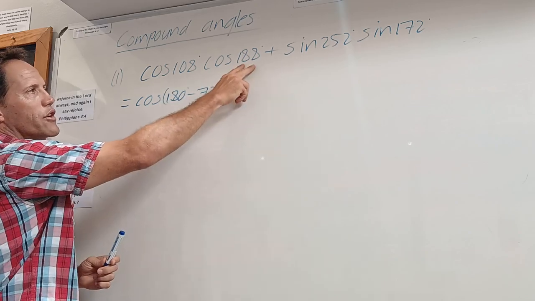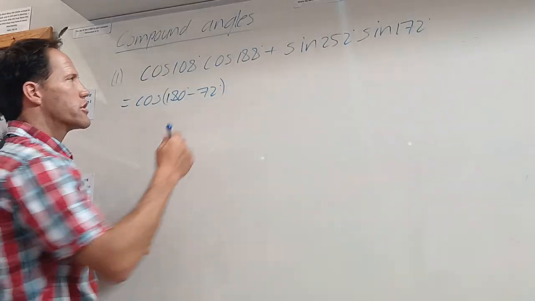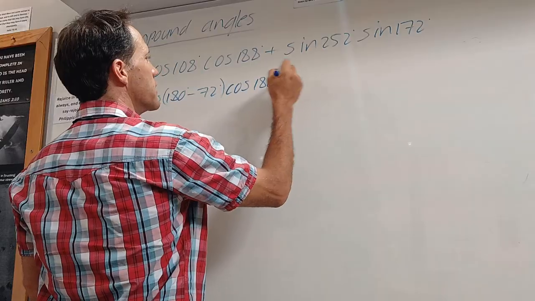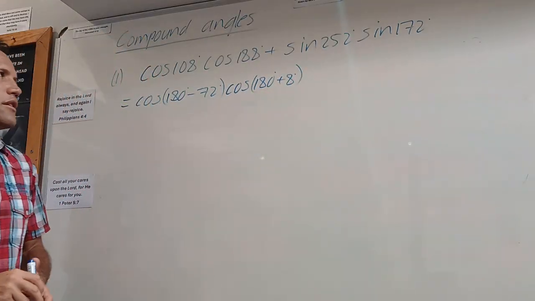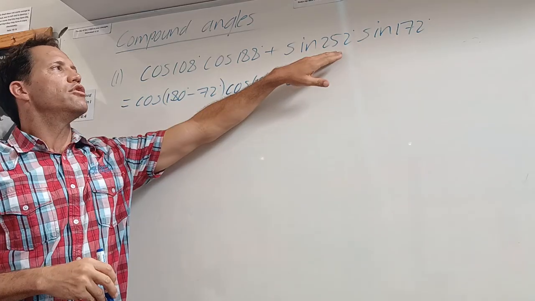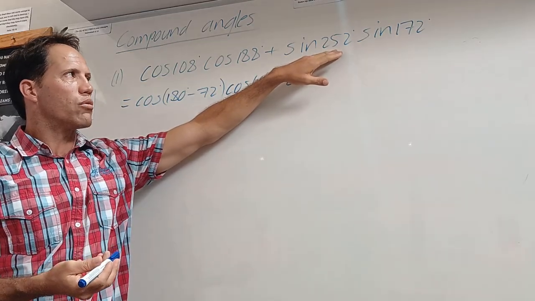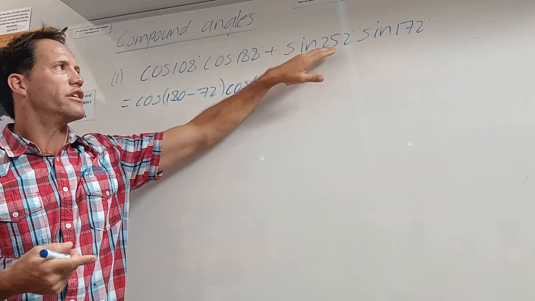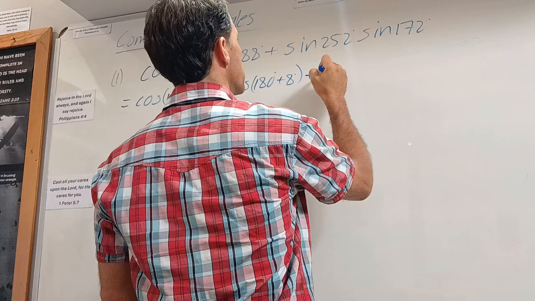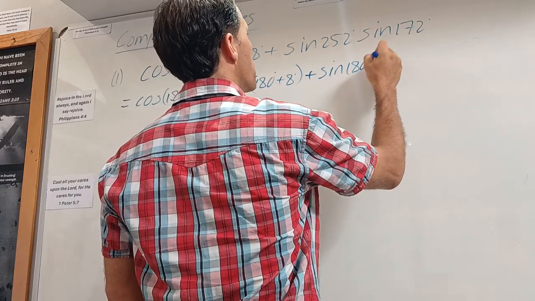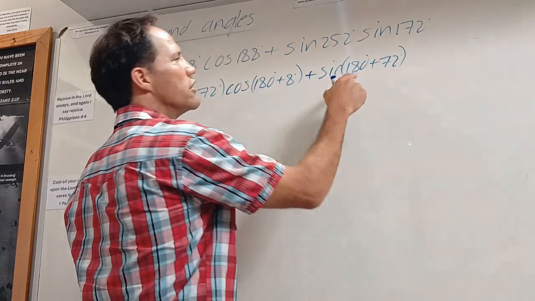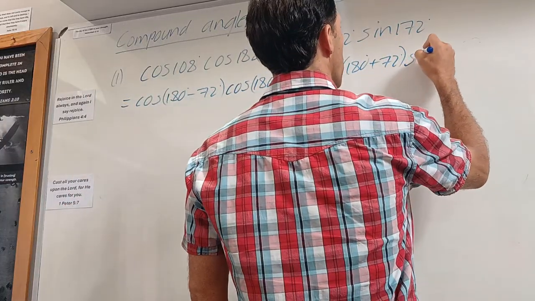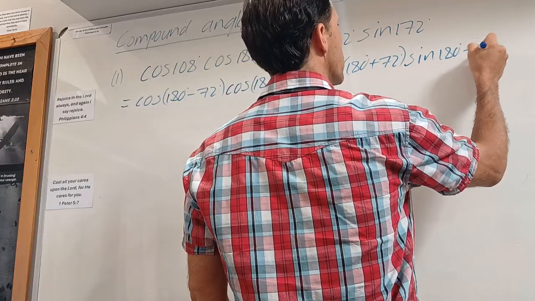So what happens in the third quadrant? We have 180 plus theta. So we're going to change this to cos of 180 plus 8. You do the same with this one. Sine 252 is also third quadrant, and third quadrant is 180 plus theta, so it becomes sine of 180 plus 72. And the last one, sine 172, is in the second quadrant, so it's 180 minus 8. It becomes sine of 180 minus 8.